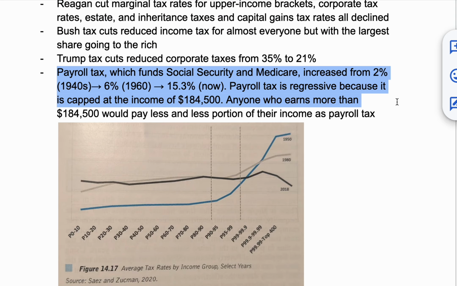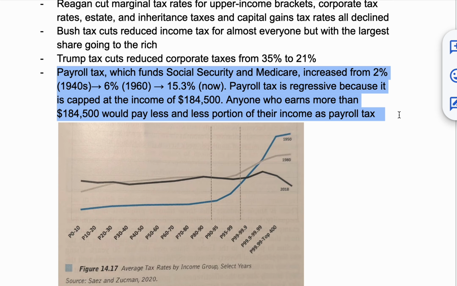But there is another explanation, which is related to tax, which is payroll tax. Payroll tax is the tax that funds Social Security and Medicare in the U.S. It's very important, and it increased from 2% to 6%, and now it is 15.3%. And why is it a problem? Why is it a problem that payroll tax is increasing?